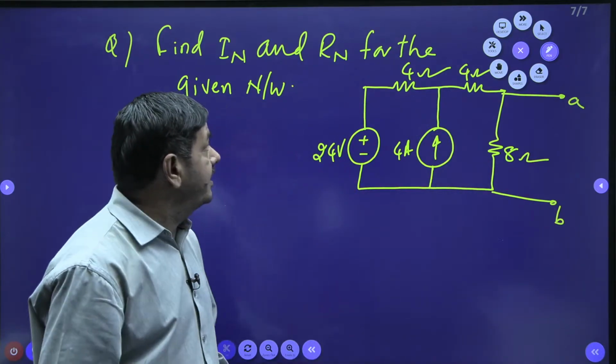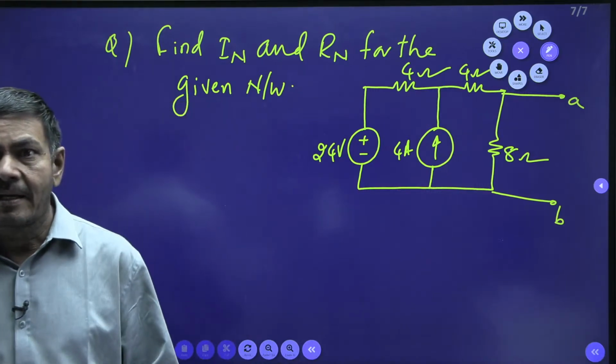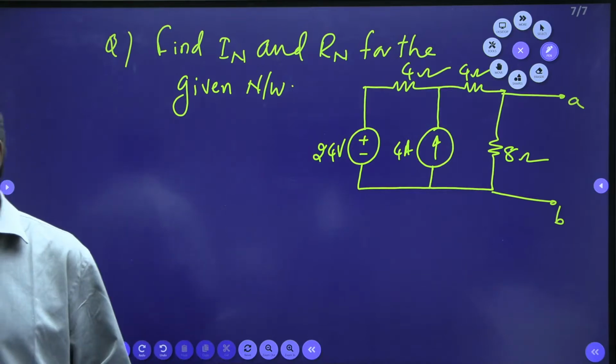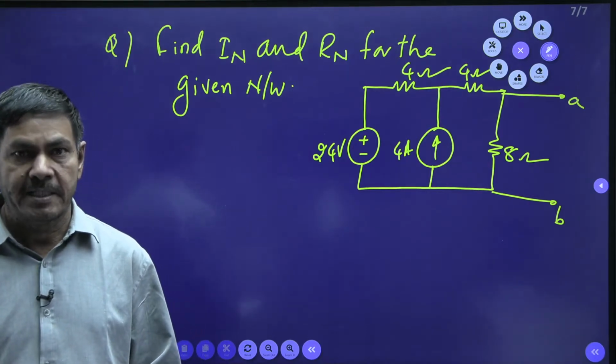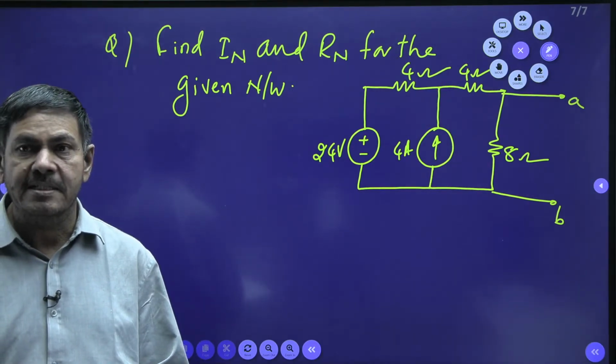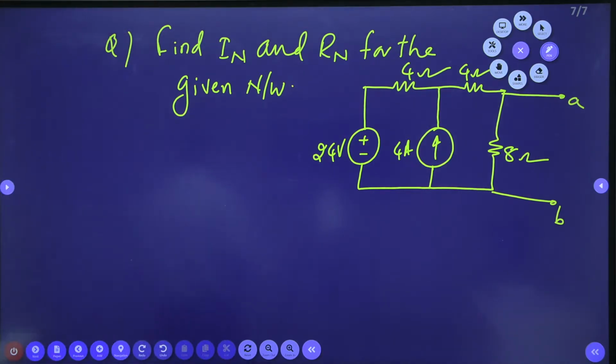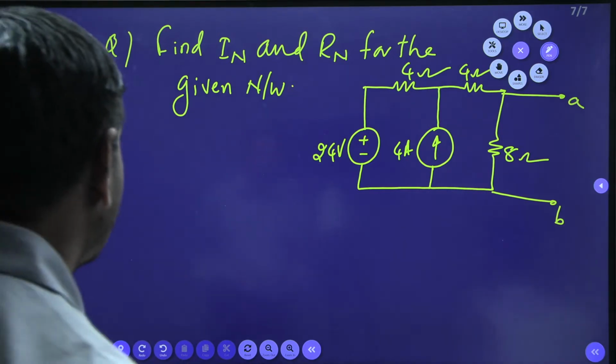Now, will you calculate Rn and IN? IN is nothing but the short circuit current. Please try this. These two parameters are required. Please compute these two parameters from the given problem.